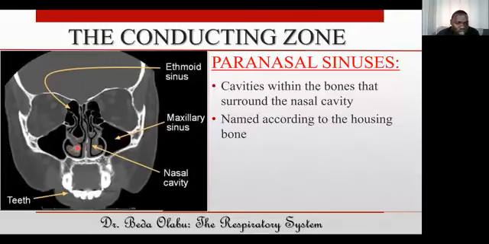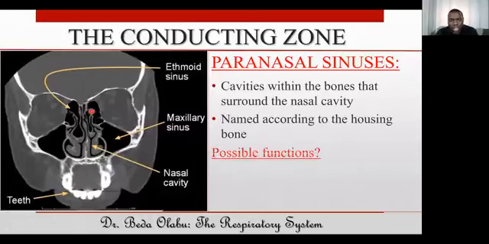So this is the inferior conchae. These are the ones that, when the epithelium is inflamed, can block the nose. Then you say you have nasal blockage, especially when you have a cold. You can block the nasal cavity. When you feel that your nose is blocked, it is the concha that usually gets inflamed. These are the ethmoid sinuses.